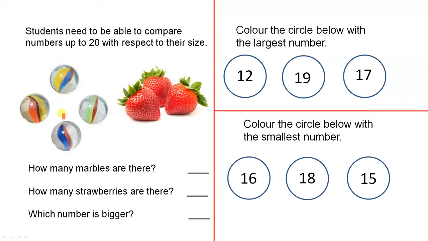So here we have some marbles and here we have some strawberries. How many marbles are there? How many strawberries are there? Which number is bigger? Colour the circle below with the largest number. Colour the circle below with the smallest number.